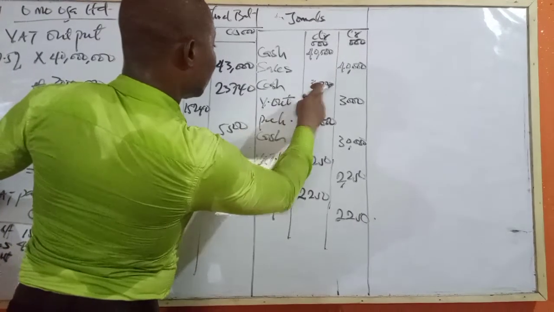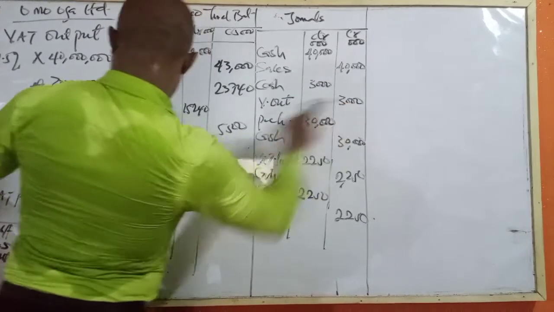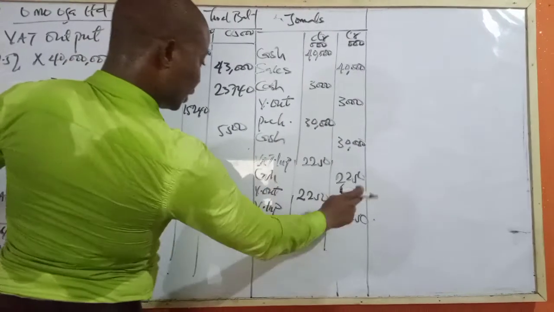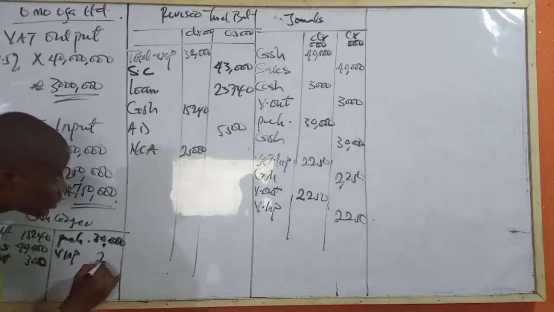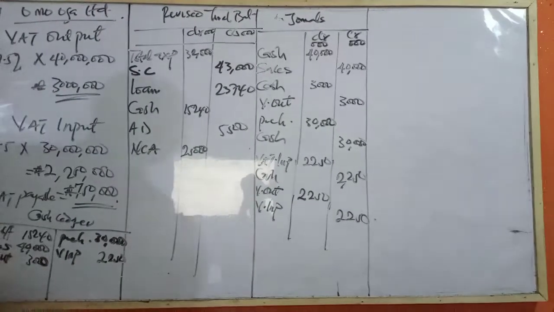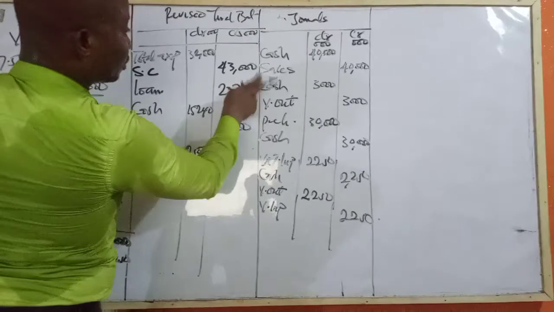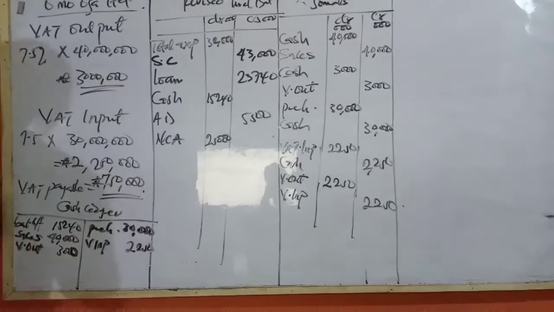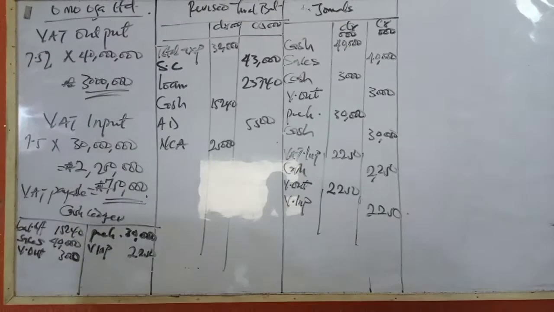This cash here is debit. VAT output here is credit. So we're debiting cash here, 2250. So we have 1, 2, 3, 4 cash entries. So at the end of the day, there will be a balance here. So let's see the balance.